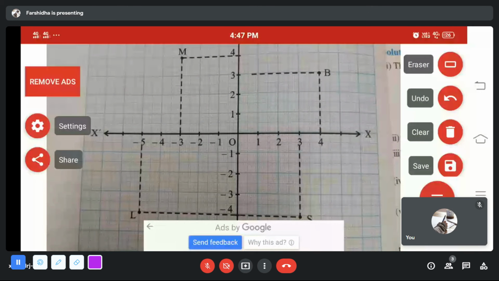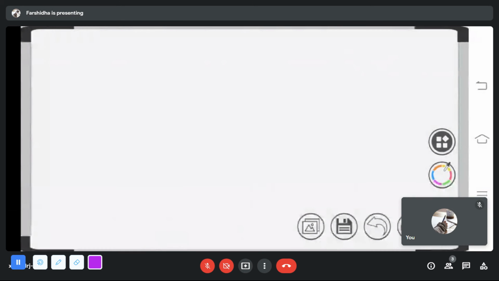Now come to example number 2. Write the coordinates of the points marked on the axis in figure 3.12. So you need to tell the coordinates of the point. First, tell A.